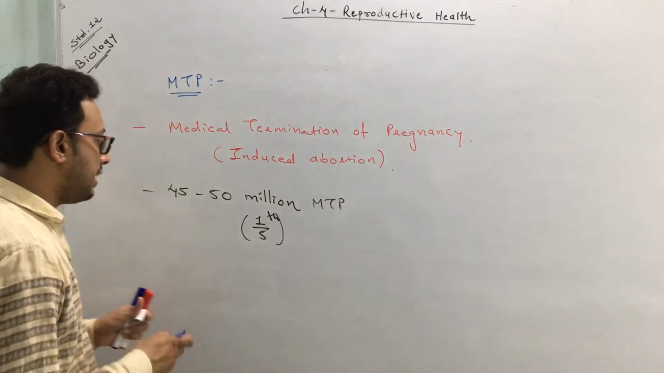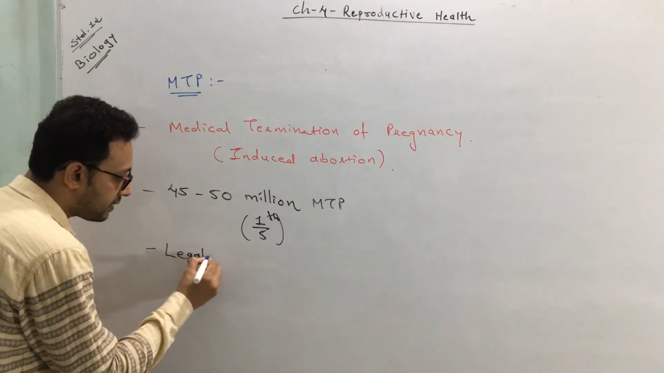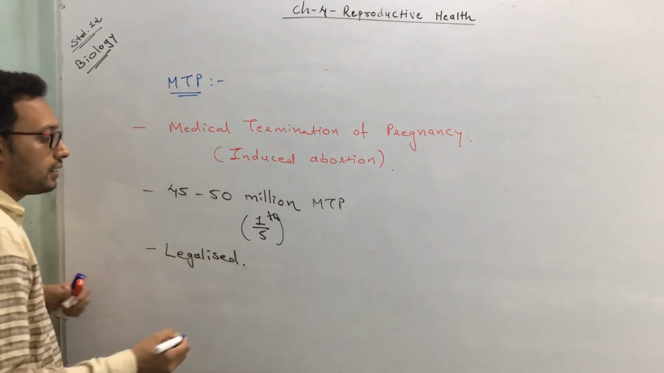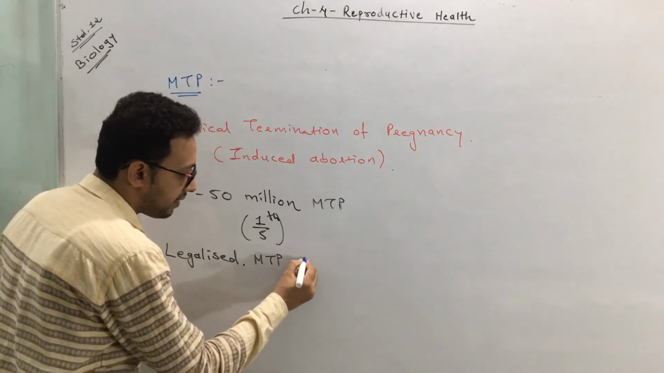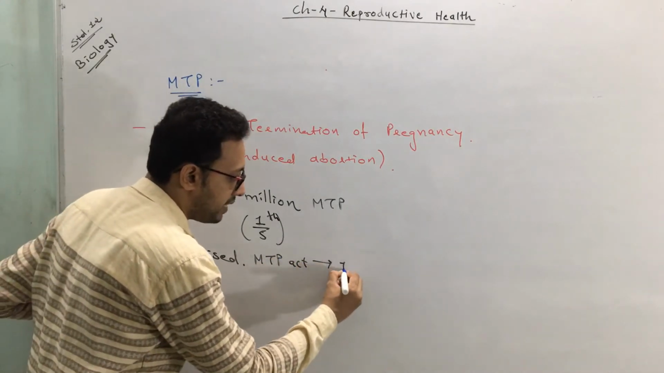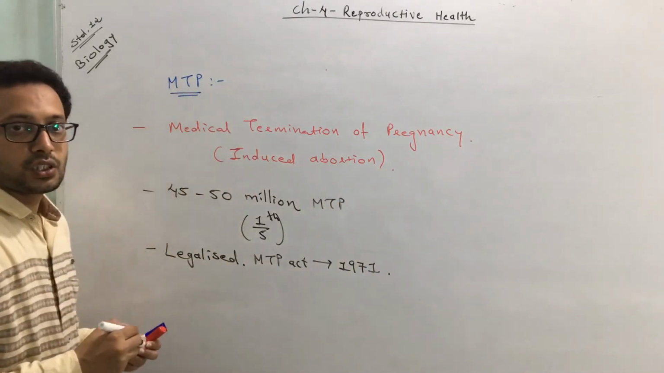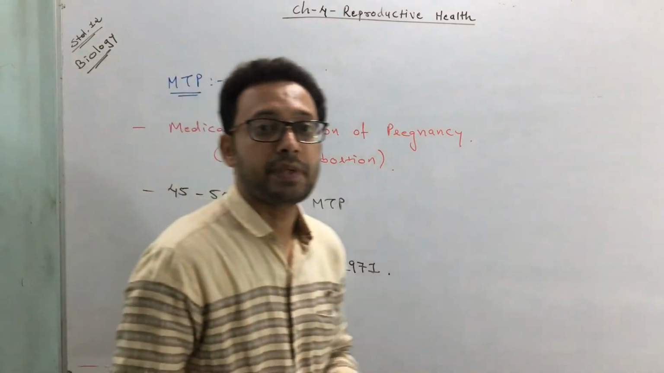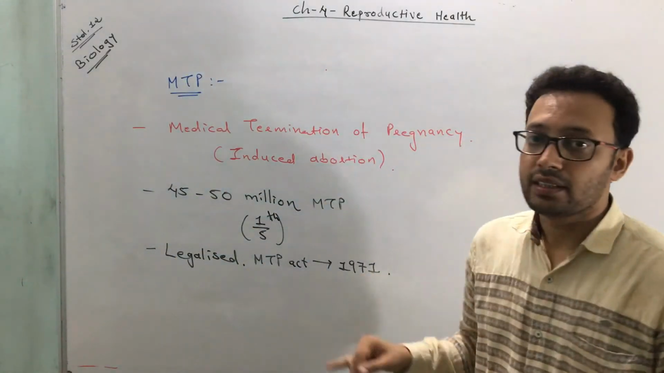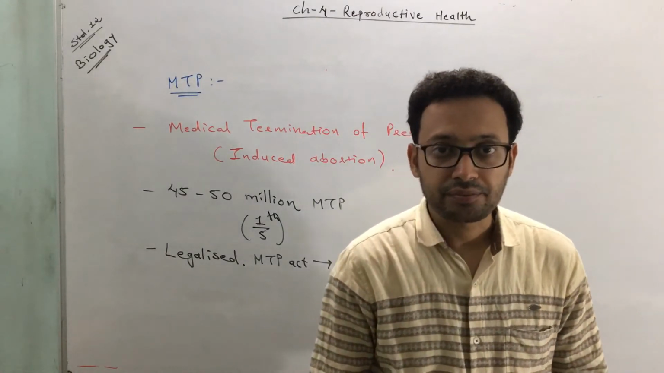But in India, this MTP has been legalized by a law called the MTP Act, which was passed in Parliament in 1971. So now in India there is an act in force called the MTP Act 1971. It's called Medical Termination of Pregnancy.